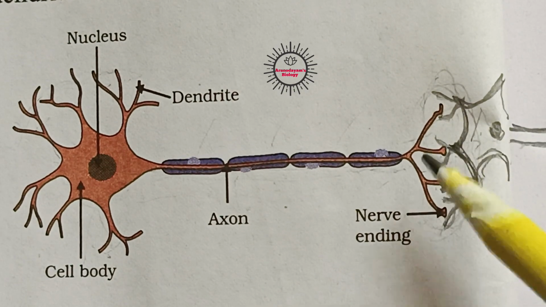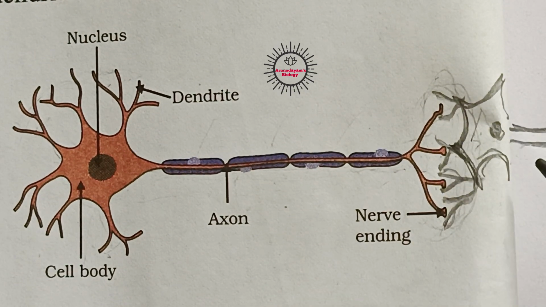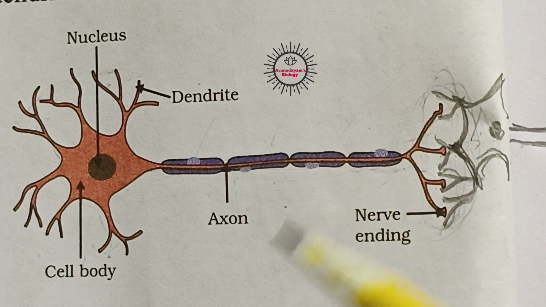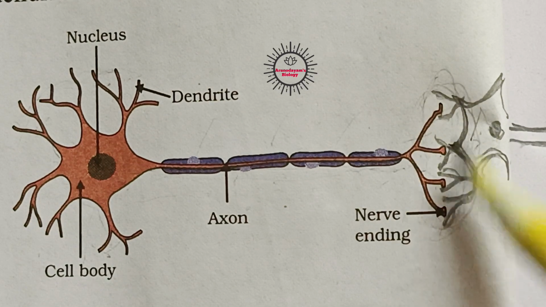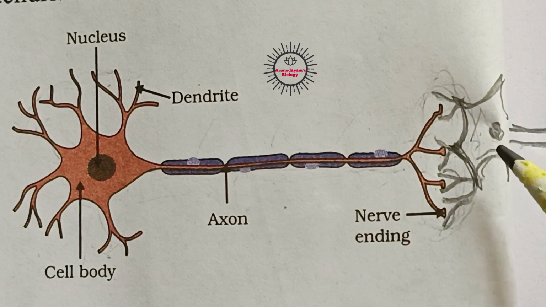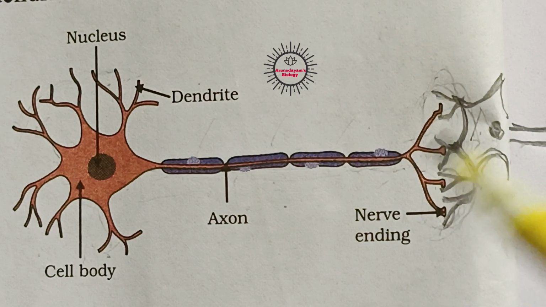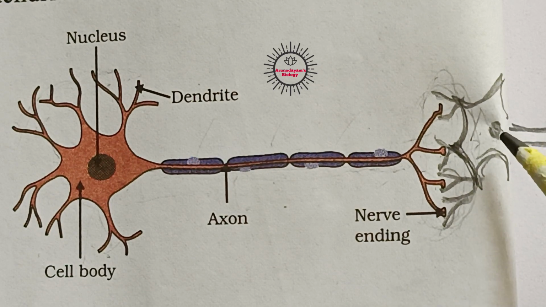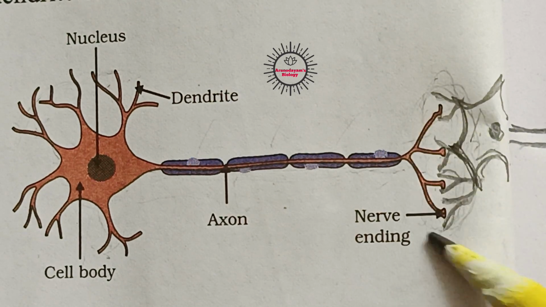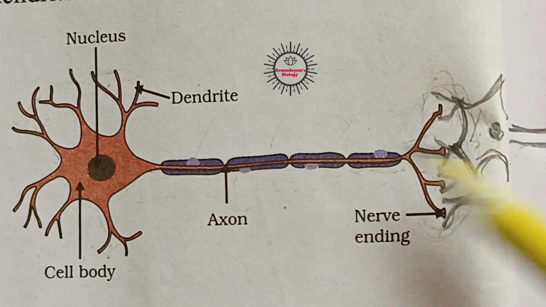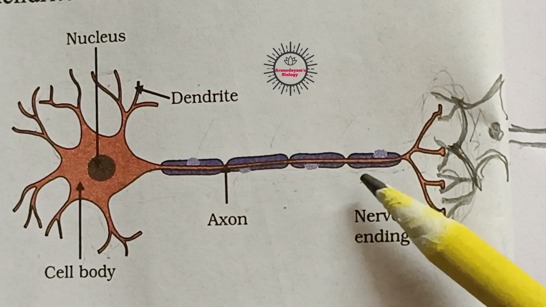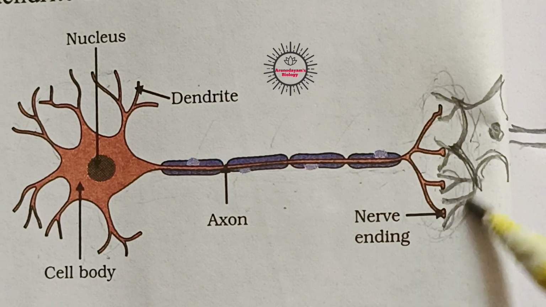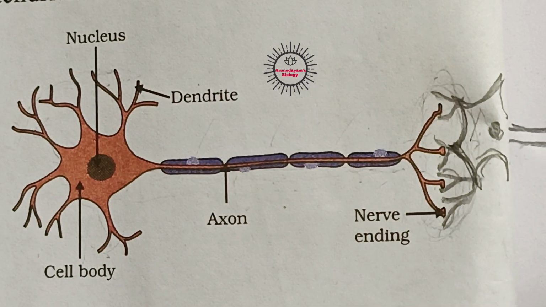These nerve terminals are in connection with the second nerve cell. All these nerve cells are interconnected with each other. The nerve terminals of one nerve cell will be in contact with the dendrites of another nerve cell, so that they can transfer information without any interruptions. The connection between two neurons is called a synapse, where information will be passed on to the next nerve cell.